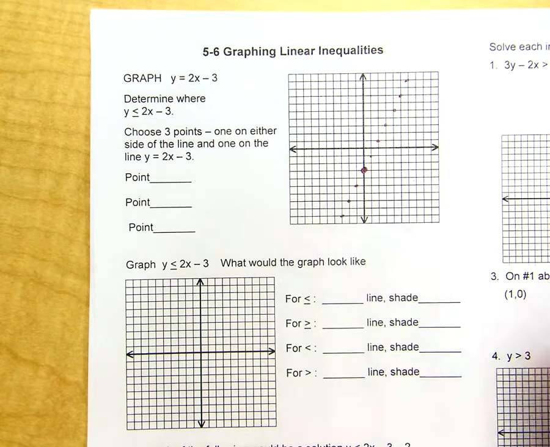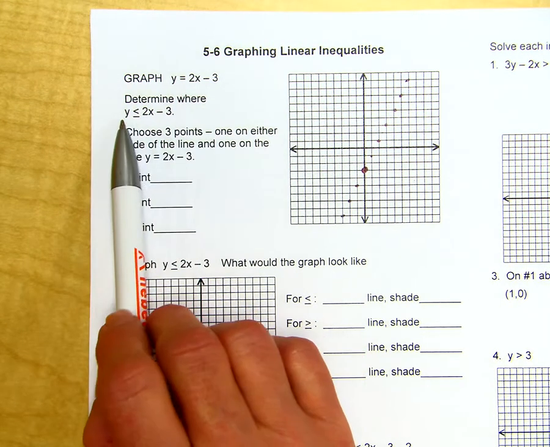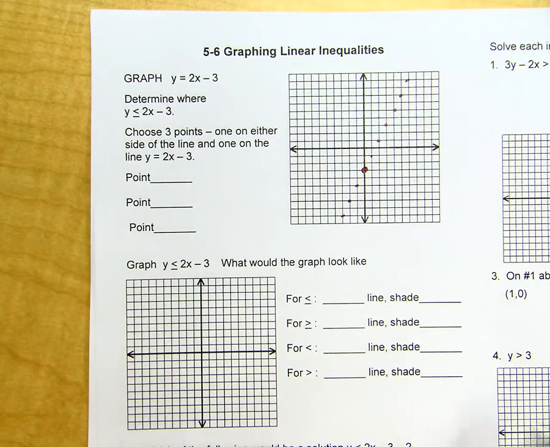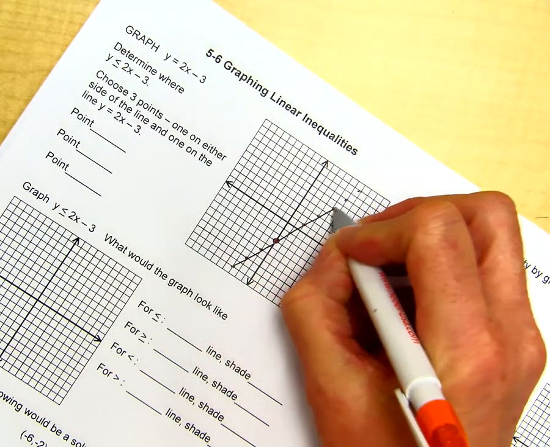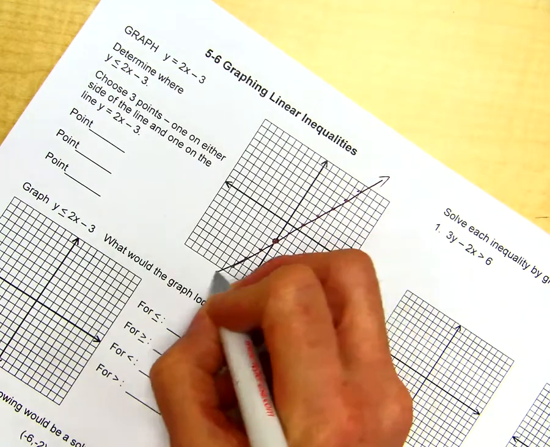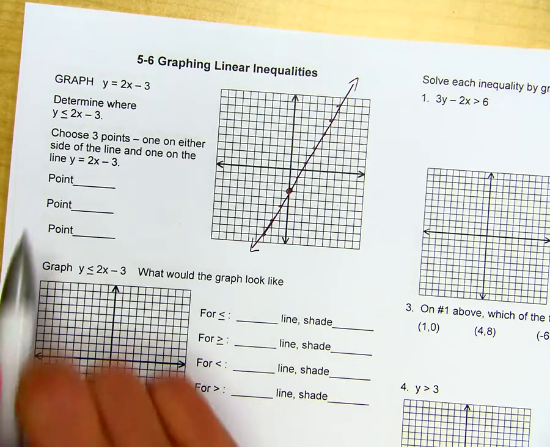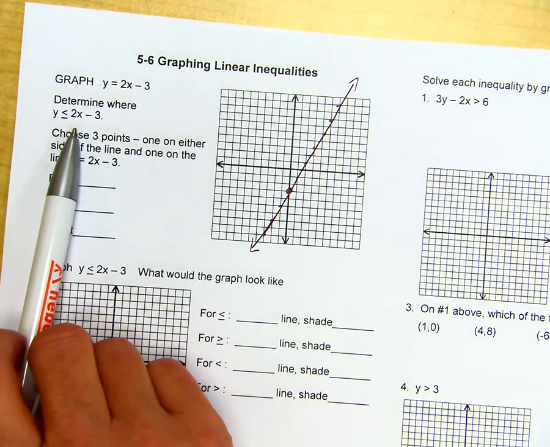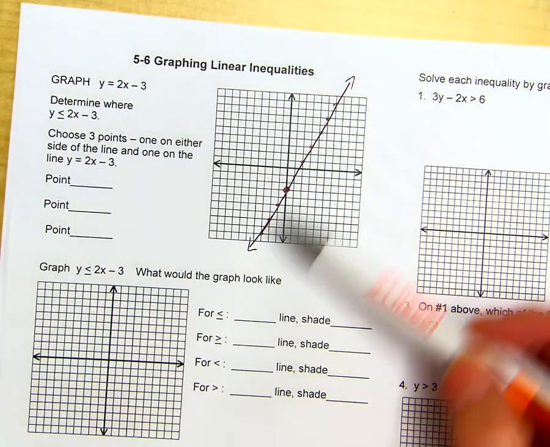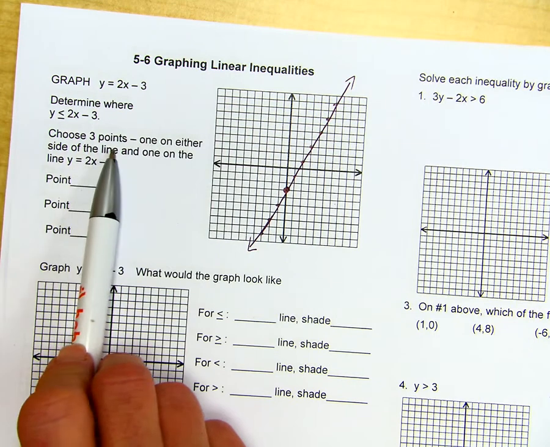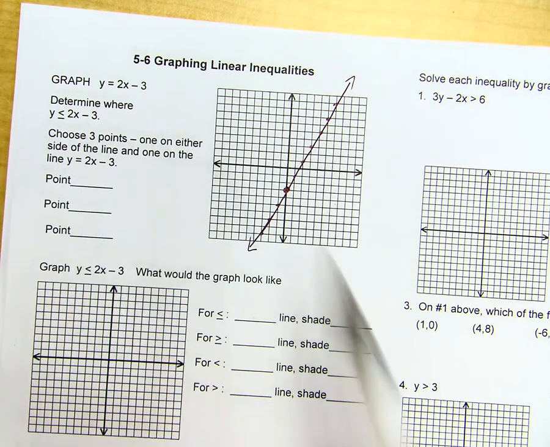And then the opposite direction to get the ones on the other side. And it's wanting us to determine where y is less than or equal to the line. Let me go ahead and finish graphing the line. So here we have our line, and we need to determine where the values of y are less than this line. So it tells us to choose 3 points, one on either side of the line and one on the line.